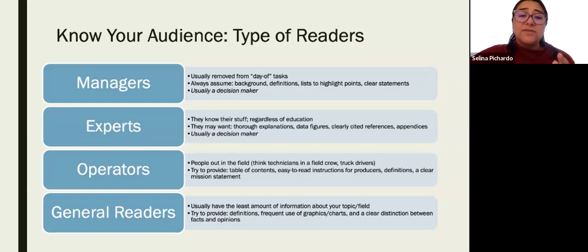And then for general readers, even though they have the least amount of expert insight, they might be the most impacted by your work. The best example I love to give is, think if you're writing a report on the environmental impact a toxic waste might have. Homeowners in the surrounding area would be most impacted and they would need that information the most. So try to provide for your general readers definitions, frequent use of graphics and charts, and a clear distinction between facts and opinions. General readers just need the information. They need it in a simple, concise manner that they can understand, but they just want the straight facts of what they're reading about.